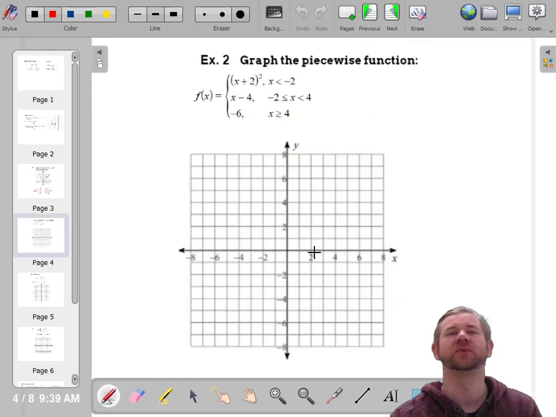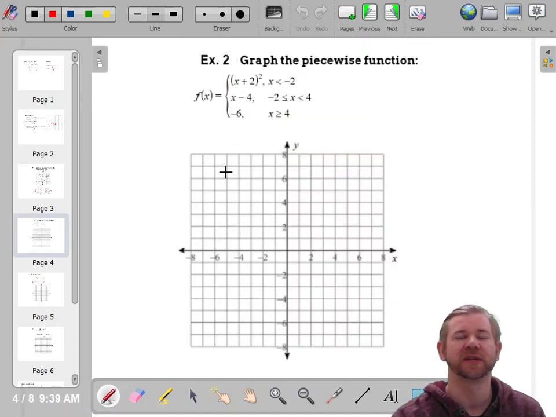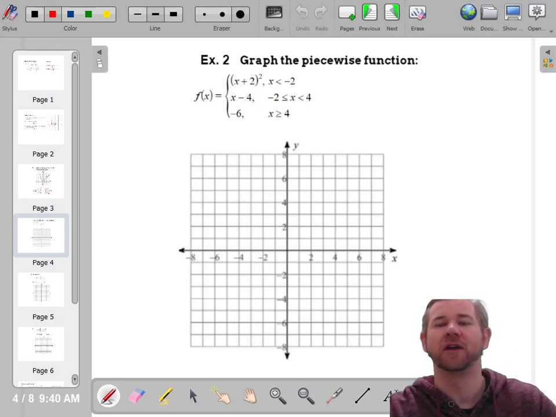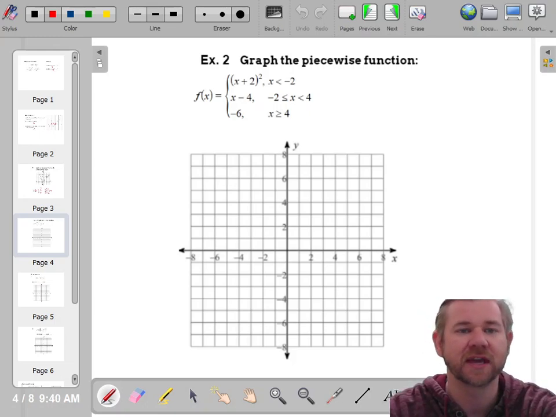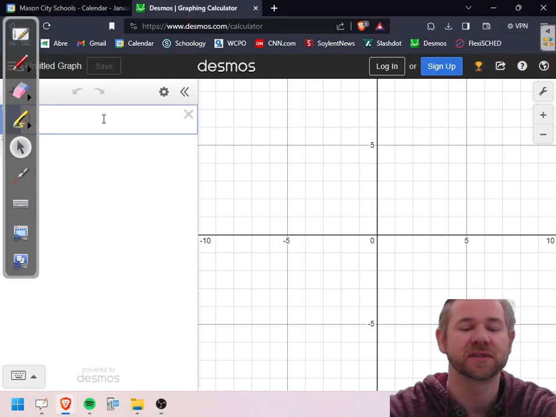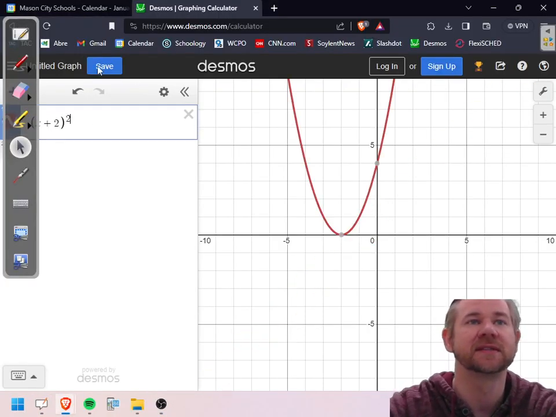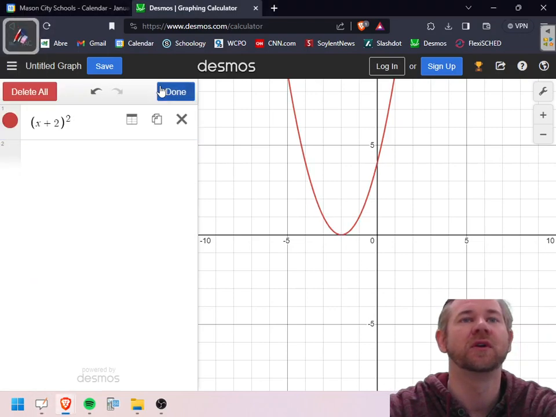All right, let's try and do this one a little trickier now. x plus 2 squared. So we can use Desmos to help us with that. I'll use Desmos to do the x plus 2 squared part. Where is Desmos? x plus 2 squared. I want you to be able to do this on your own, so let me show you.